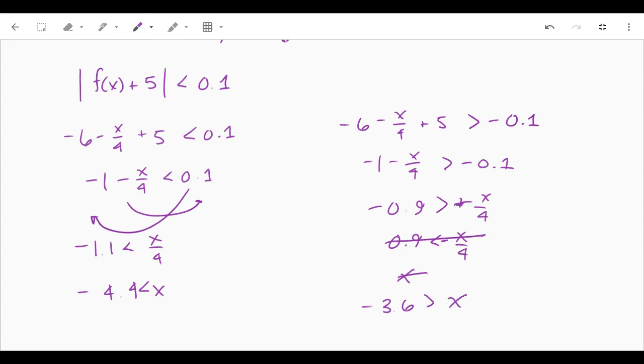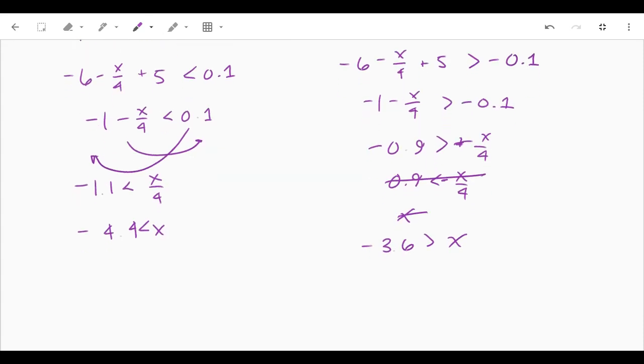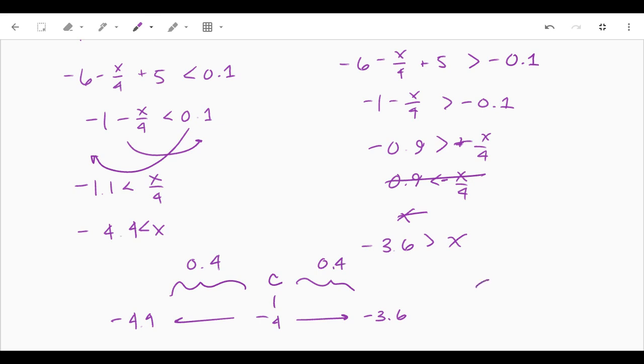Okay, so we're between negative 4.4 and negative 3.6. That center is at negative 4, with negative 3.6 and negative 4.4 on either side. So on this side, the delta we would need is 0.4. On this side, it's also 0.4. Okay, so again, you get that symmetry because it's linear.